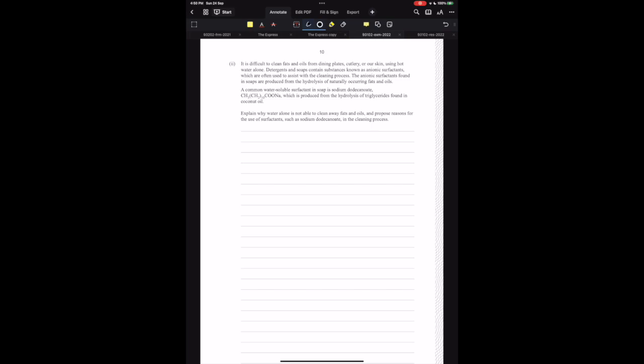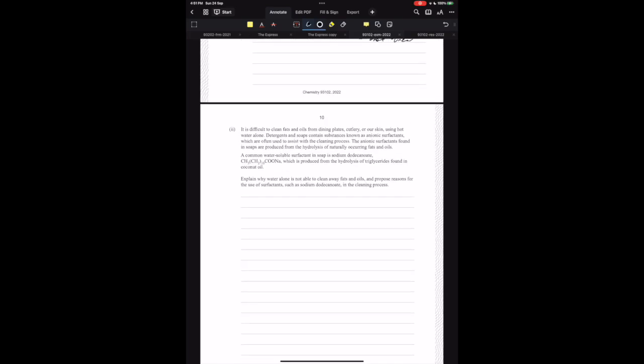So part 2 of question 2a here. It is difficult to clean fats and oils from dining plates, cutlery, or our skin using hot water alone. Detergents and soaps contain substances known as anionic surfactants, which are often used to assist with the cleaning process. The anionic surfactants found in soaps are produced from the hydrolysis of naturally occurring fats and oils. A common water-soluble surfactant in soap is sodium dodecanoate, which is produced from the hydrolysis of triglycerides found in coconut oil. Explain why water alone is not able to clean away fats and oils, and propose reasons for the use of surfactants such as sodium dodecanoate in the cleaning process.